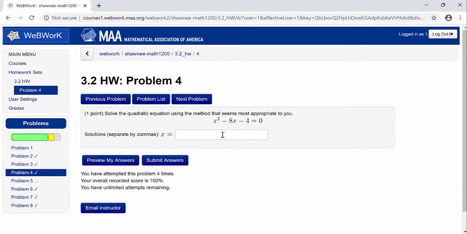In problem number 4, we're asked to solve this quadratic equation. So this would simulate finding the x-intercepts of this quadratic function. Now we see that in the last problem we could factor this trinomial, but we can't factor this trinomial because you can't find two nice integers that multiply to negative 4 and add to negative 8. So we're going to have to use the quadratic formula to solve problem number 4.